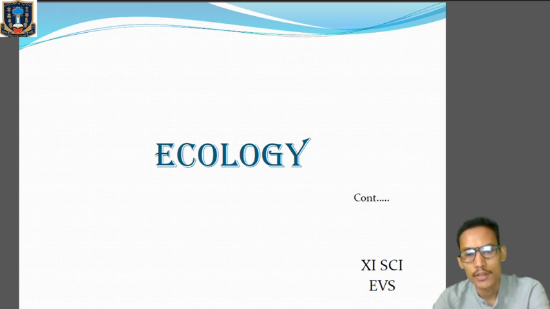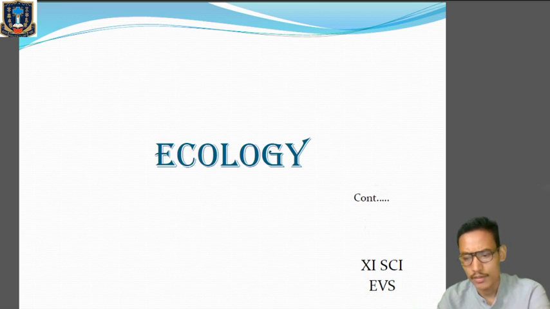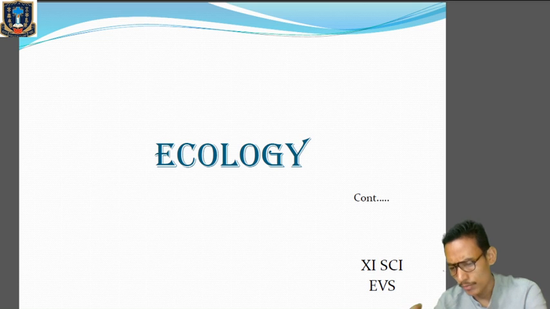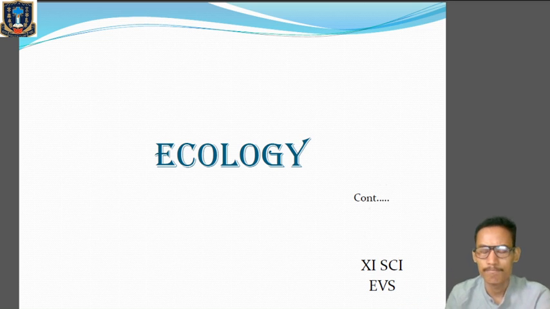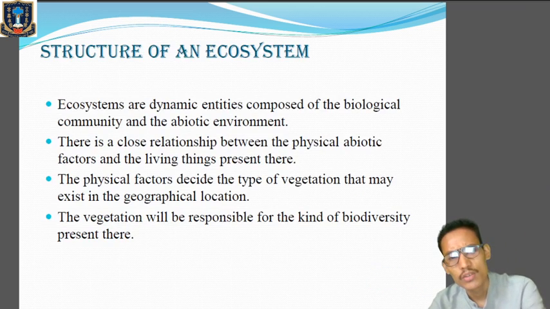We have started with the second chapter, Ecology. In the last class, we learned about the definition of ecology and the major categories of ecology. Then we went through important terms like what is population and what is community. Then we just started the topic ecosystem. Now, in today's class, we will discuss the structure of an ecosystem.